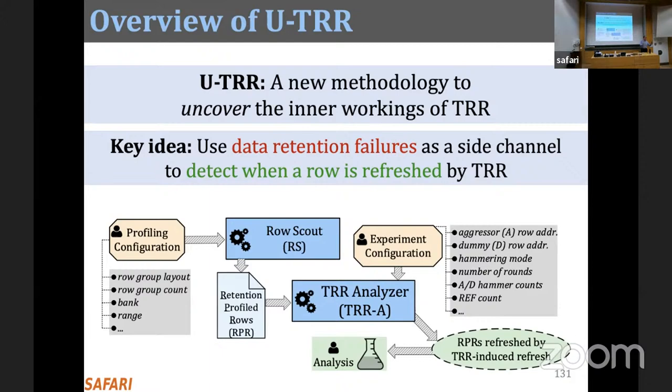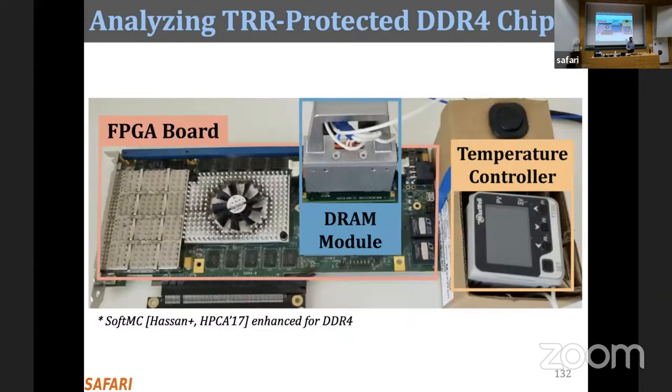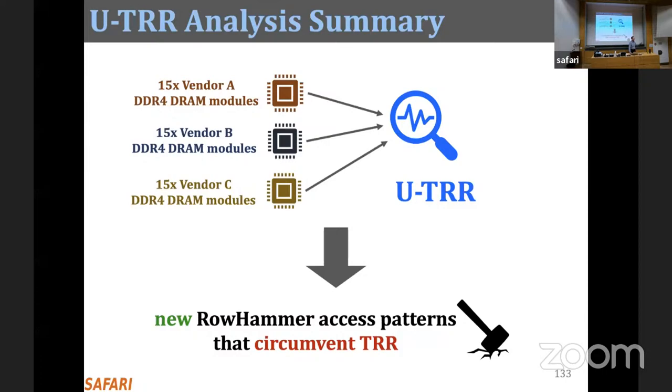That's the beauty of understanding what's going on in DRAM, basically. You can use the data retention failure or the lack of them as a side channel to detect whether a row is refreshed by an internal mechanism. And by playing with different parameters, you can figure out when a DRAM chip is refreshing internally different rows. It requires some effort, no question about that. It's a lot of manual work, but you can do it, as Hassan showed. And this is the infrastructure. And basically, we were able to circumvent all of the TRR mechanisms internally in DRAM chips.